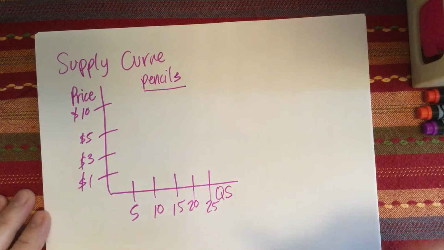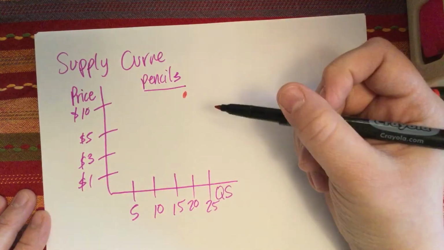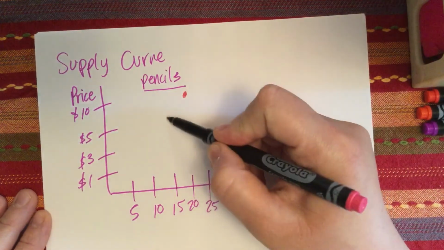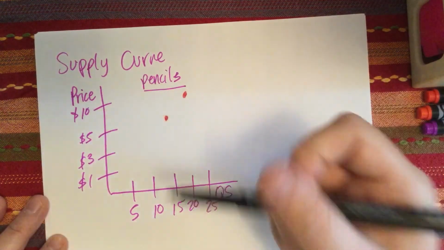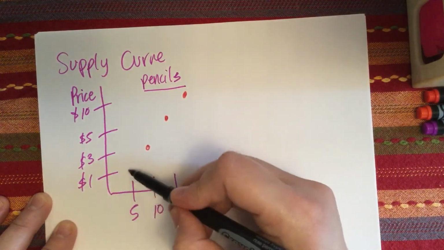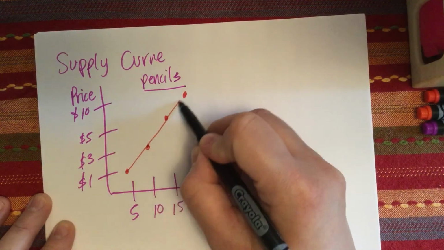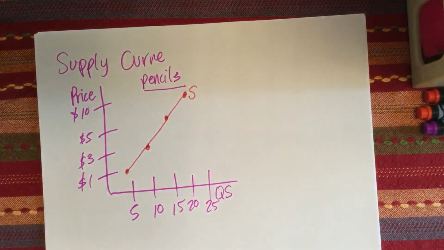So at $10, I would supply 20 units of pencils. At $5, I would supply 5 units of pencils. At $3, I would supply 10 units of pencils. And at $1, I would supply 1 unit of pencils. Then we have this upward sloping line that we're going to label S for supply.